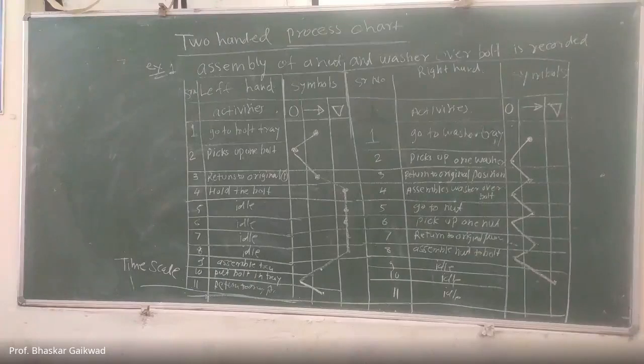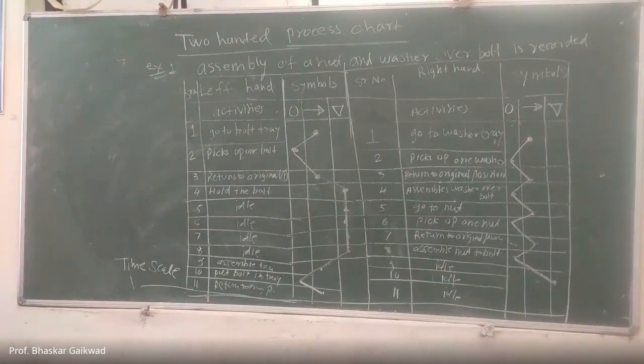Otherwise, fatigue will develop in one of the hands, and this affects the efficiency of the worker. So we can use this two-hand process chart whenever repetitive work is there, whenever assembly is there: nut and bolt assembly, carburetor assembly, hand watch, wall watch, or any other watch assembly. It comes under the two-hand process chart.